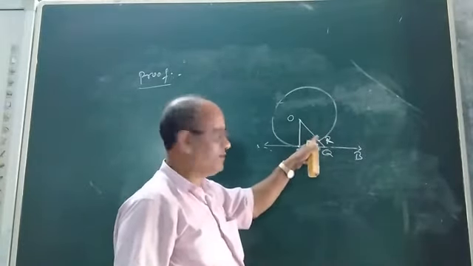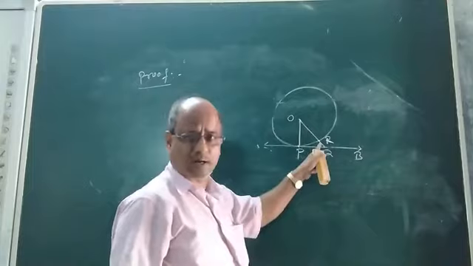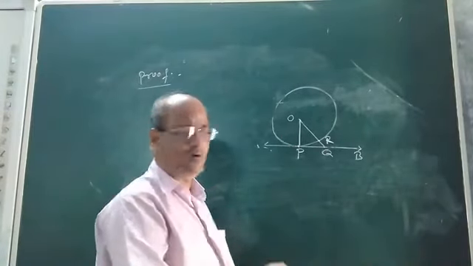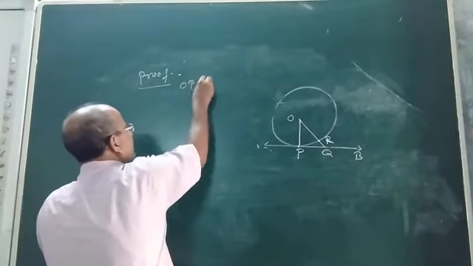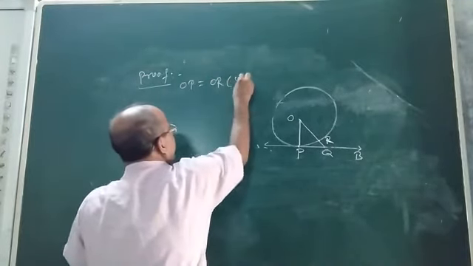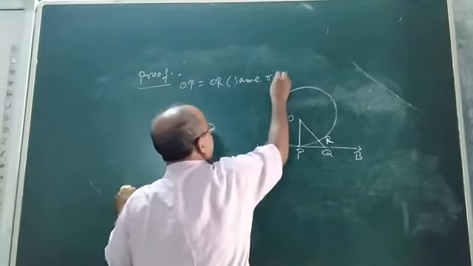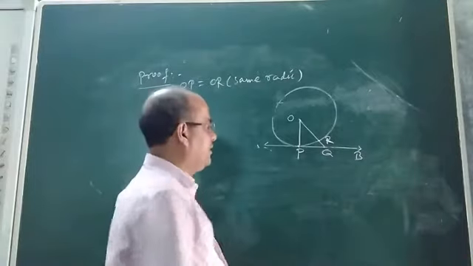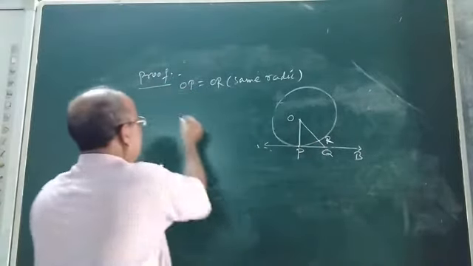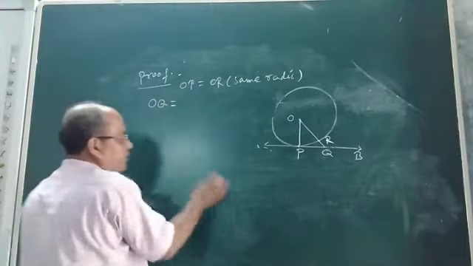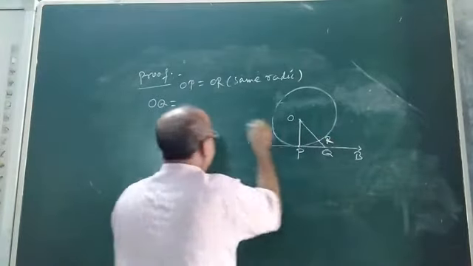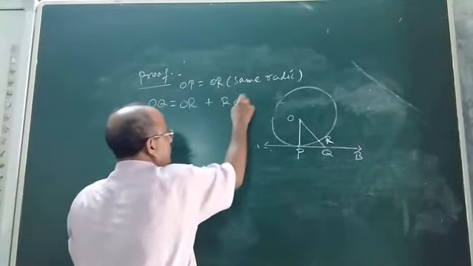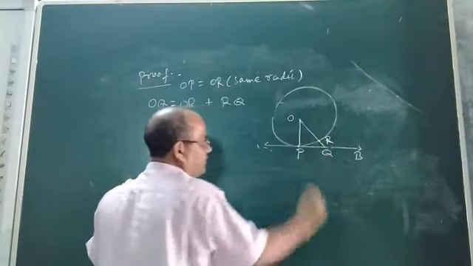R lies on the circle, so no doubt OR is also a radius. As OP and OR are radii of the same circle, they will be equal. So that will be our first step. That means OP equal to OR, the reason being same radii, radii of the same circle. Now look at the line segment OQ. The line segment OQ can be written as OR plus RQ, because if you add OR and RQ, then only we will get OQ.